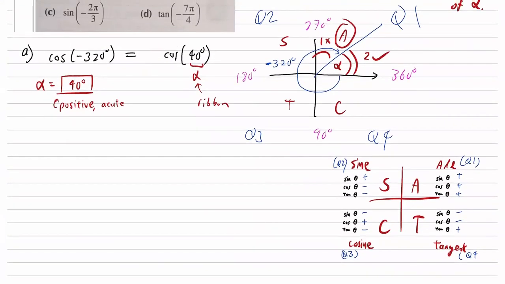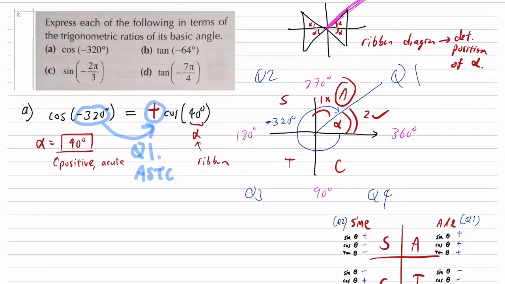Anyways, this is a plus sign. Why? Because we are in quadrant 1. Can you refer to this angle? Maybe I should circle this one because Q1, ASTC. Right? Okay, so yeah, just remember ASTC. That's it for this question, part A. Moving on to part B.